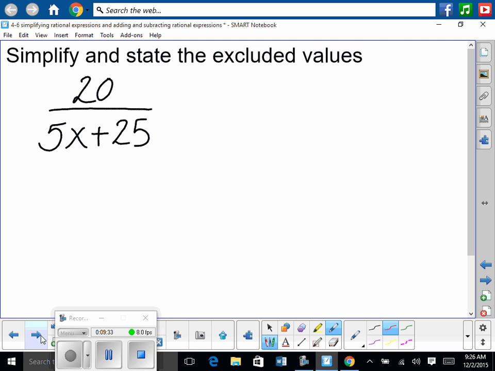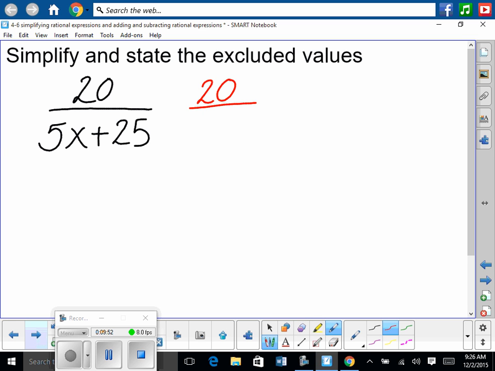All right, so here we go. First example. We're going to simplify and state the excluded value. So we have 20 over 5x plus 25. This is a rational expression. We're simplifying it. Our first step is to factor the top, factor the bottom. The top is already factored, right? Top's already factored, so I'm going to rewrite it.